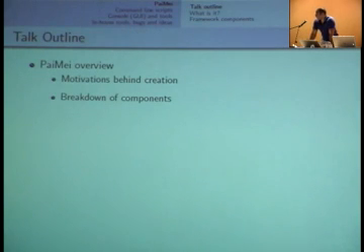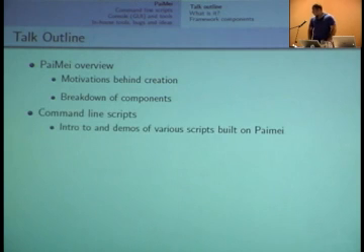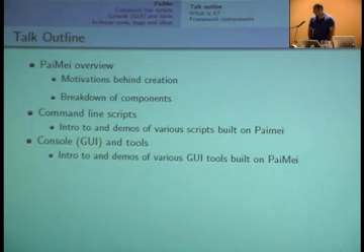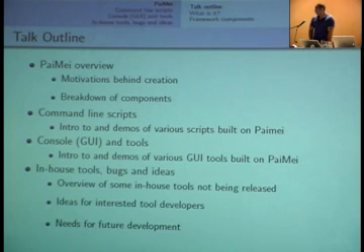So, talk outline, we're going to go over the overview. What is PaiMei? What are the motivations for creation? What does it break down into component-wise? I'll talk about command line scripts that are built on top of the framework and demo some of those. There's a console GUI. I'll intro and demo some of the tools built on the GUI. And finally, we'll conclude with some in-house tools that we have that I'm not releasing as part of the public version, some general bugs that I'm trying to work through, and some ideas for future development that other people might be interested in picking up and implementing on top of the framework.